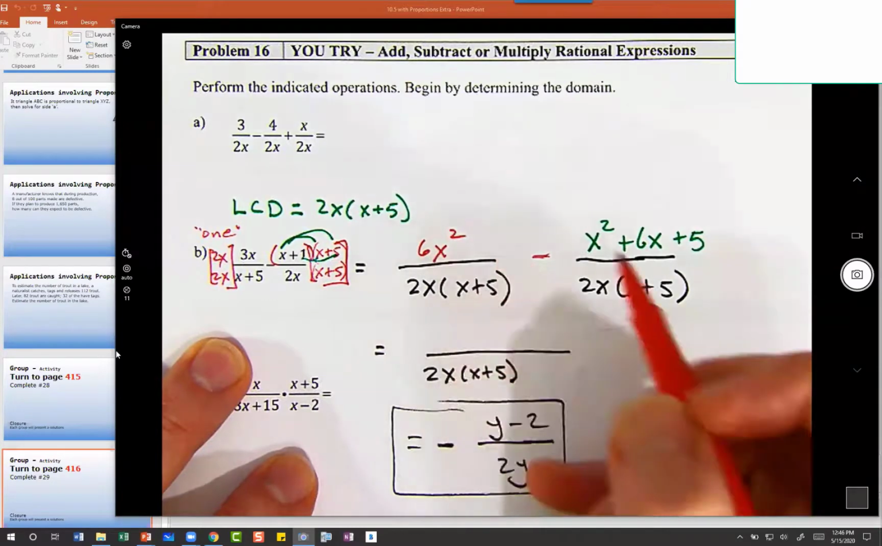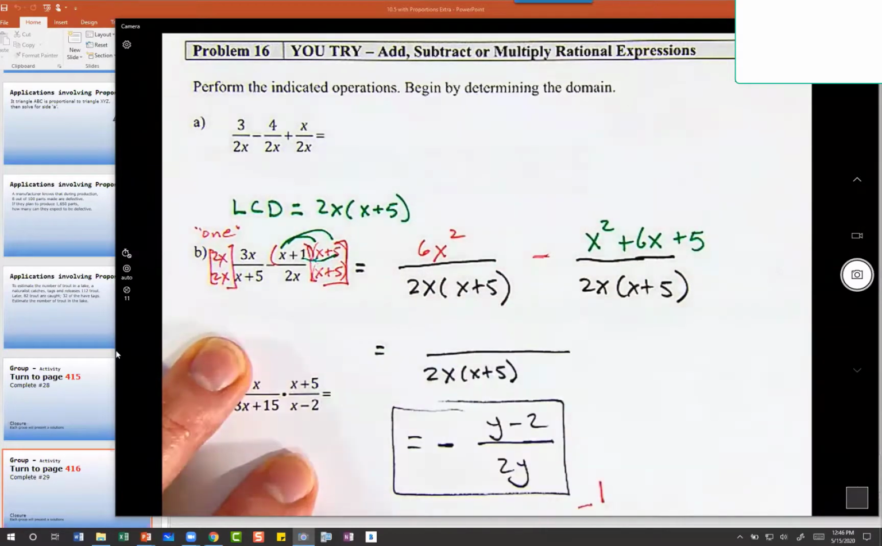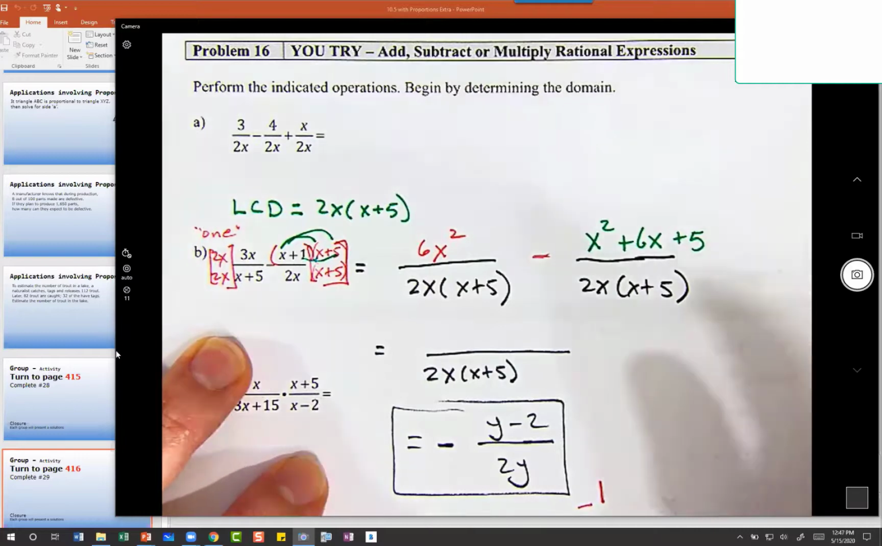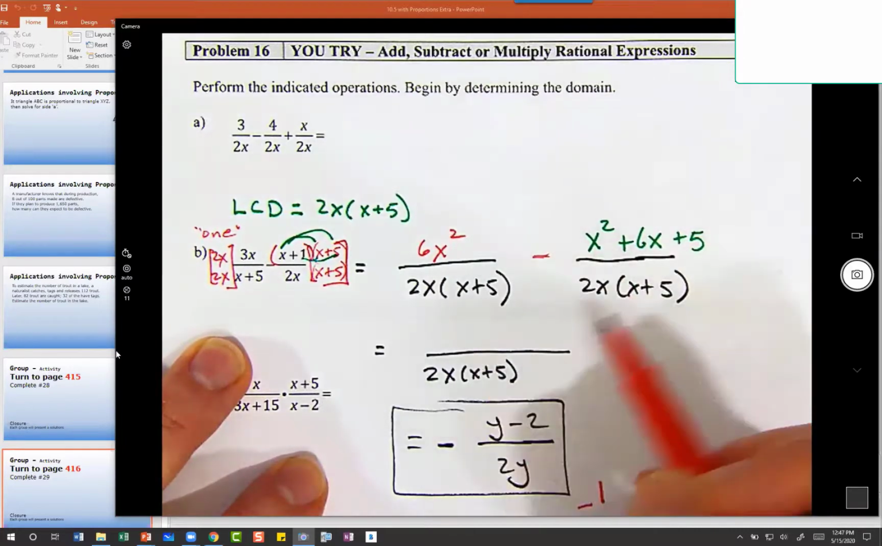So 6 minus 1 makes the 5x squared. Is that it? If I just do that subtraction, am I all good? I thought you would just carry the rest over. What do you mean carry the rest over? You mean the 5 and the 6x and bring those over?